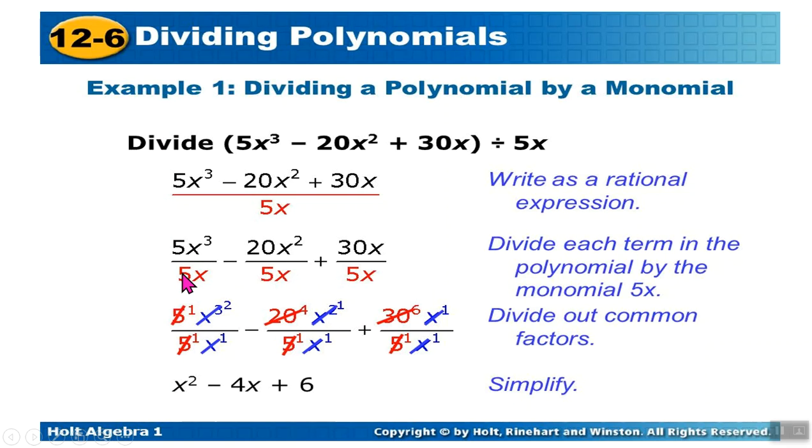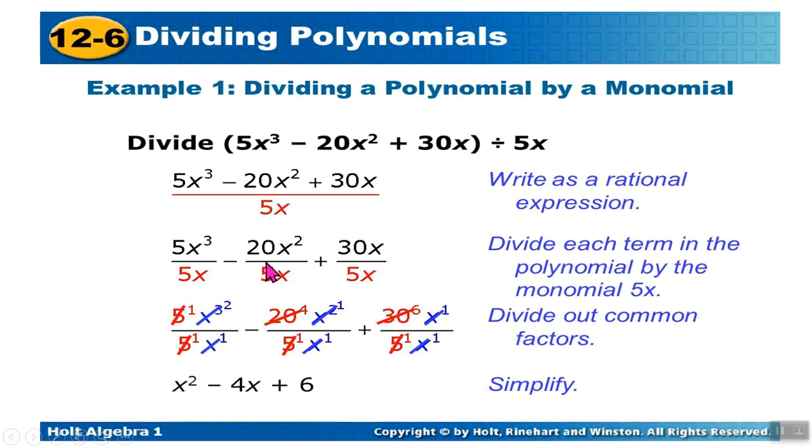So 5x cubed divided by 5x: the 5 will be cut with the 5, and 5 divided by 5 is equal to 1. x cubed divided by x, here we cut one of the x's. From the denominator we cut 1x, and from the numerator we cut 1x. Then we still have x squared.